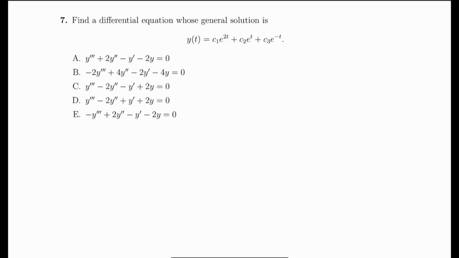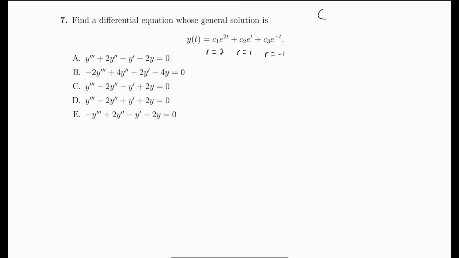In problem 7, we're asked to find a differential equation whose general solution is this. Usually these questions that are asking you to work backwards are testing whether you understand characteristic equations and how to use them to solve homogeneous differential equations. You'll notice that this equation is in the form you'll get when you have 3 distinct real roots. So we see from this first term, our root is r equals 2. From the second term, our root is r equals 1, and then r equals negative 1.